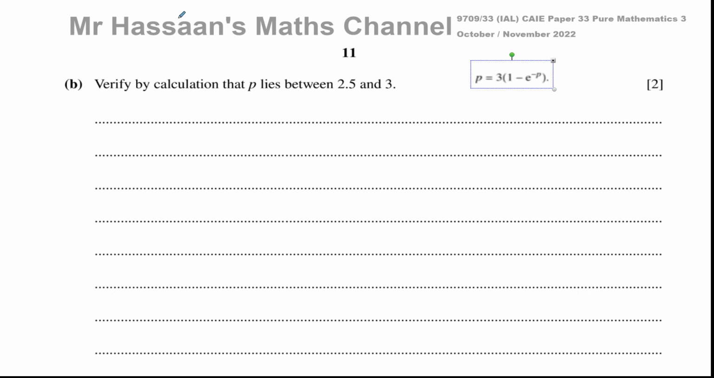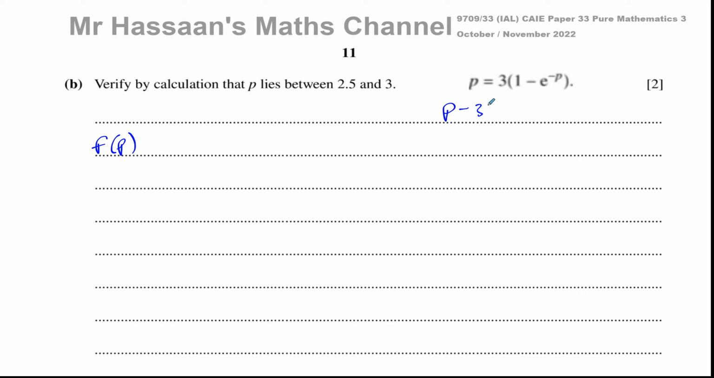It says verify by calculation that p lies between 2.5 and 3. So what I'm going to do is give this function a name. I'm going to call it f of p. So first of all, what is f of p? I have to rearrange this to make it say equals 0.